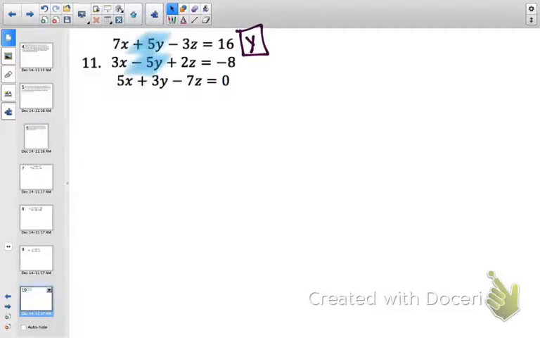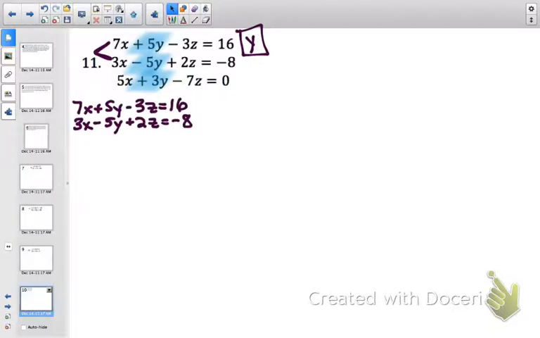So because there's that positive 5y and negative 5y, I'm going to pick the first 2 equations first. So let's rewrite those, and then we can just add them right away. We already have a positive 5y and a negative 5y, so we're going to add them up. We end up with 10x minus z is equal to positive 8. Put a box around it because that's one of our 2 that we need for the third round of elimination.